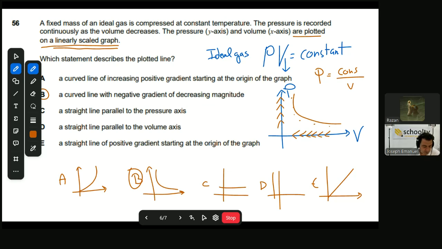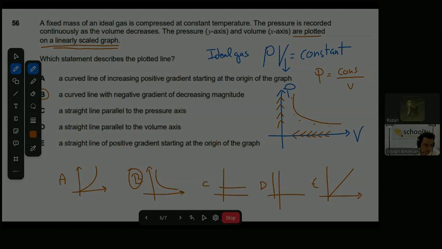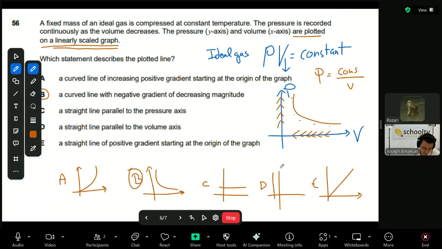Next question, 56B. 57 is math, also 58. Yeah, so question 60, which is physics, electronics and magnetics.